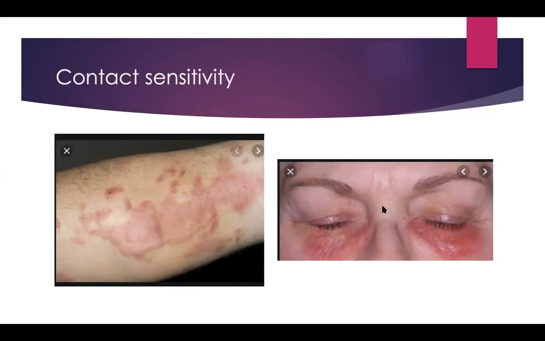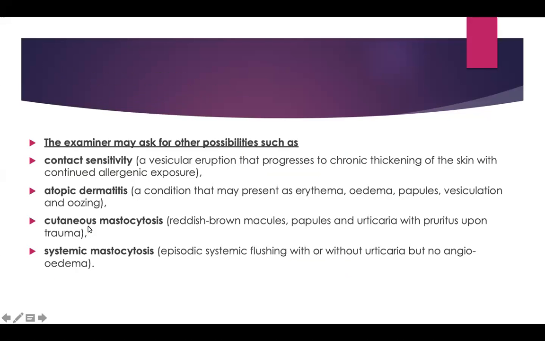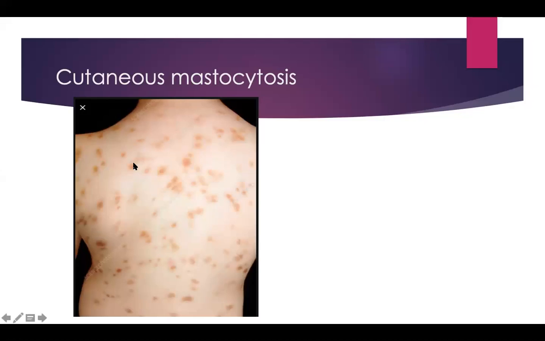Another differential is cutaneous mastocytosis. This is reddish-brown macules, papules, and urticaria with itching, pruritus upon trauma. That's why we asked about history of trauma in the history. So this is cutaneous mastocytosis, reddish-brown, itchy lesions, okay? It may happen or be precipitated by trauma as well. So reddish-brown macules, papules, and urticaria with pruritus upon trauma.